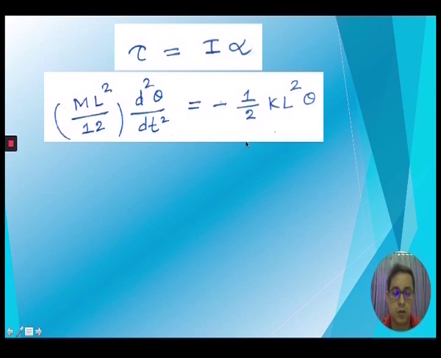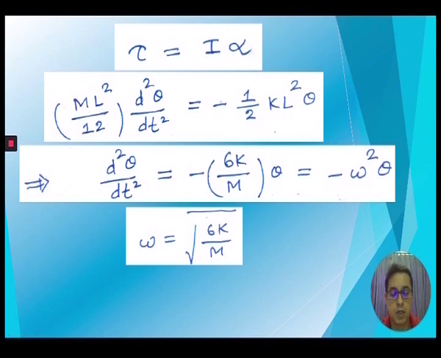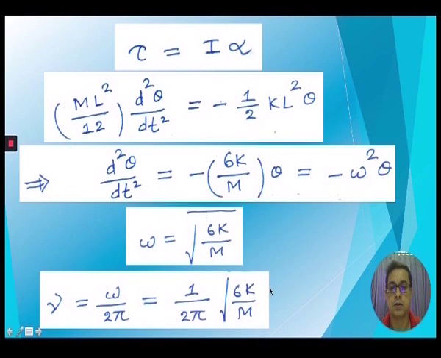If I do the manipulation, I will get an equation of this form where omega square turns out to be 6K divided by M. Once I know omega, I can immediately find the frequency. Omega is the angular frequency, and what is asked in the problem is the frequency. Omega is equal to 2 pi nu, so we have to find nu. So nu is simply this. Therefore, the correct option is option C. It was a simple problem.